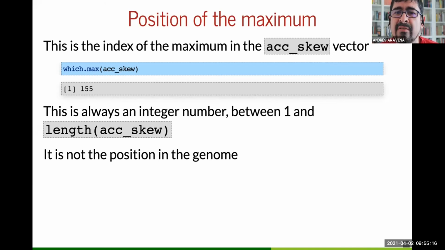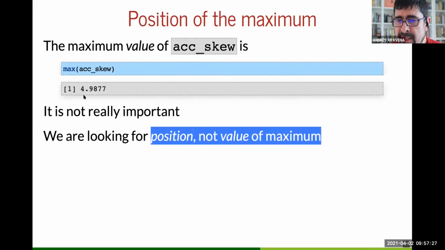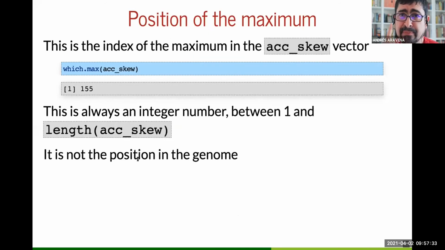So you don't need to know my age, the value of age, but you know who has the biggest value. The important point here is the difference between the value of the maximum and the position of the maximum. Notice the value of the maximum is a number with decimals. The position of the maximum is always an integer because it's the index of the maximum. It's an index inside a vector.